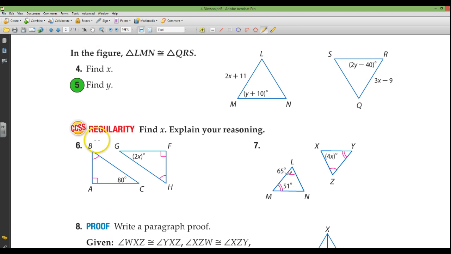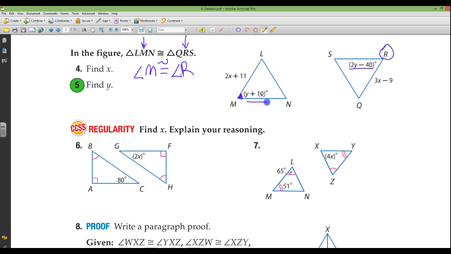In the figure, triangle LMN is congruent to triangle QRS. For number 5, we want to find the value of Y. So the expression here, Y plus 10, is for angle M. That is the second letter in the name, so we want the second letter in the name here. So angle M is congruent to angle R. So if we look at angle R here, we have this expression.